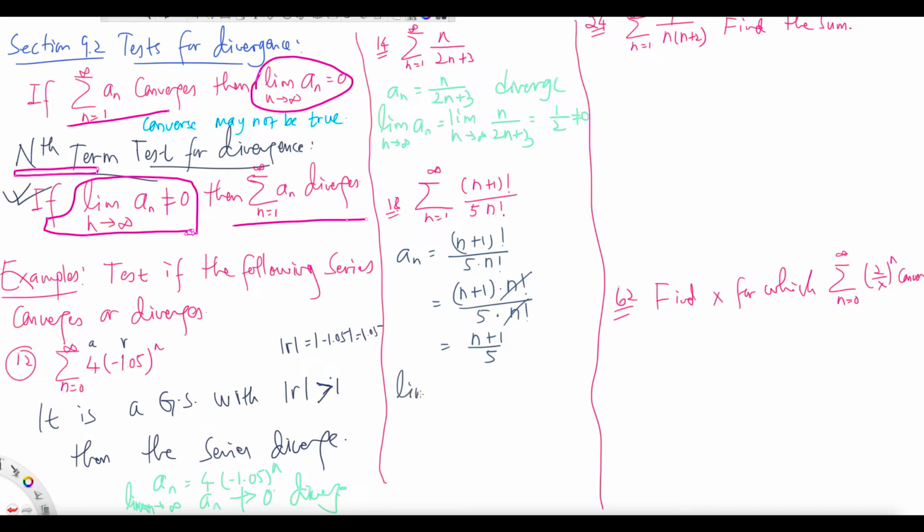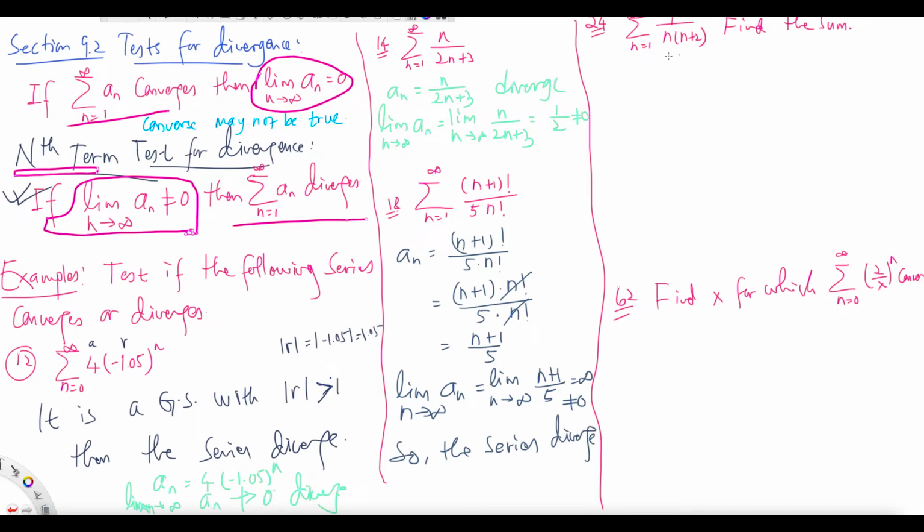Is the limit 0 here? The limit as n tends to infinity of a n, is that 0? The limit as n tends to infinity of (n plus 1) over 5 is infinity, right? The limit is infinity here, so it is not 0. So the series diverges.